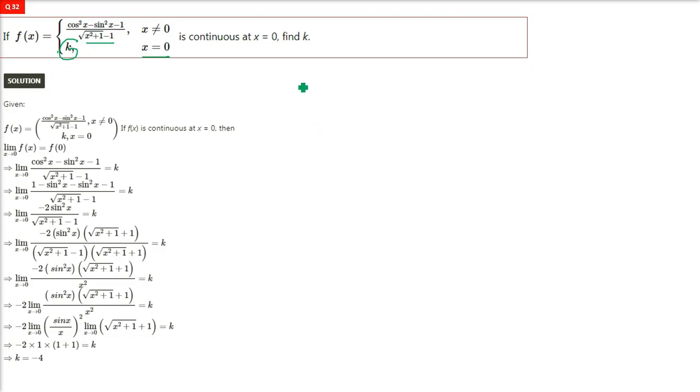Continuity is directly related to your limits. First, the numerator: cos square minus sin square minus 1. We know cos square is 1 minus sin square x, because cos square x plus sin square x is always 1. So 1 gets cancelled, and the numerator will be minus 2 sin square x.